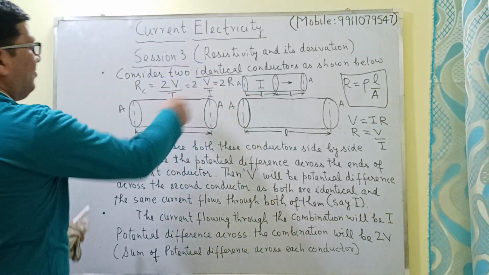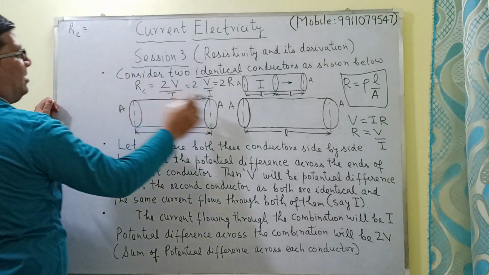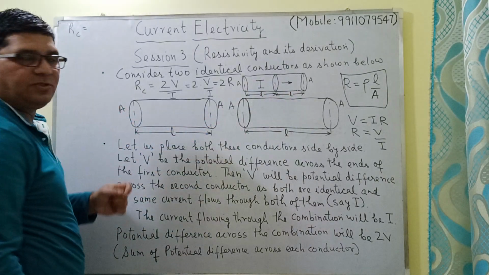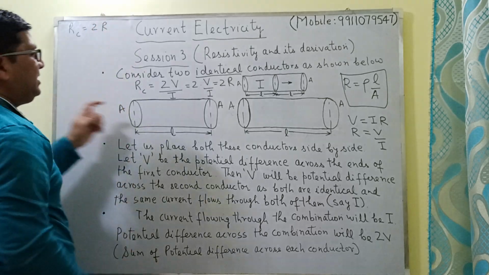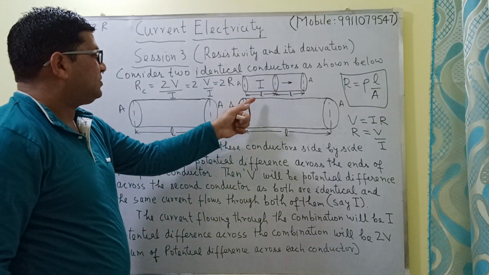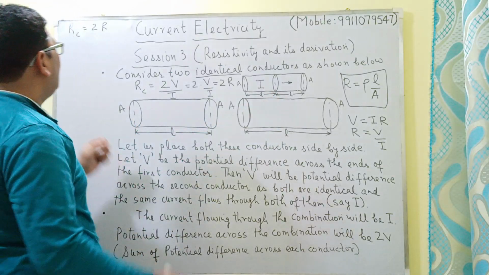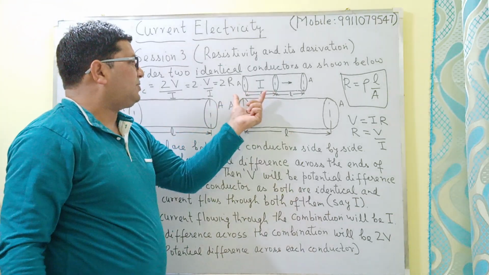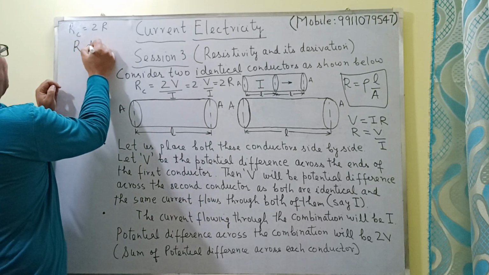So from this relation, RC, the resistance of this combination of two conductors placed side by side, is equal to 2 times R. What we have seen here is that the length of the conductor has become 2L. When the length of the conductor has increased, the resistance across the conductor has also increased. So we can say that R is directly proportional to L.